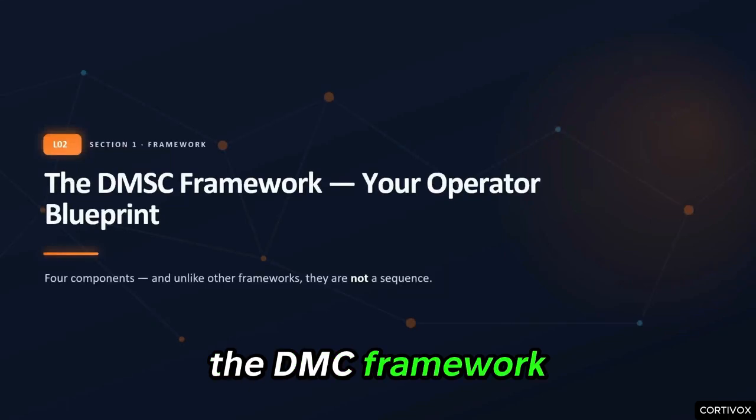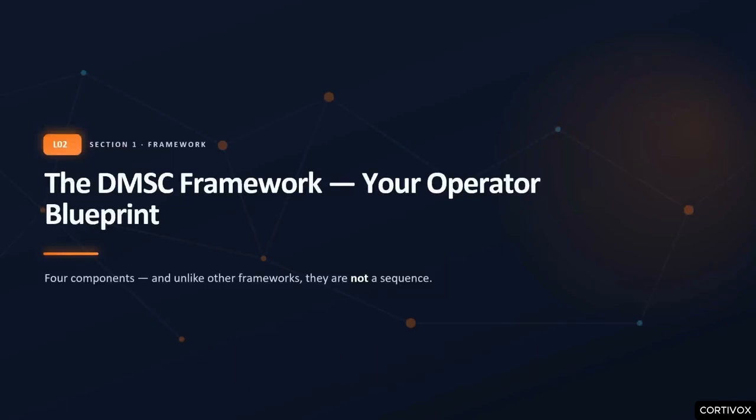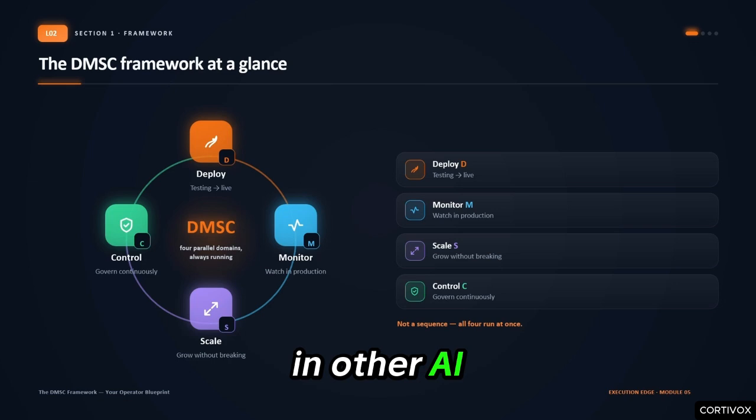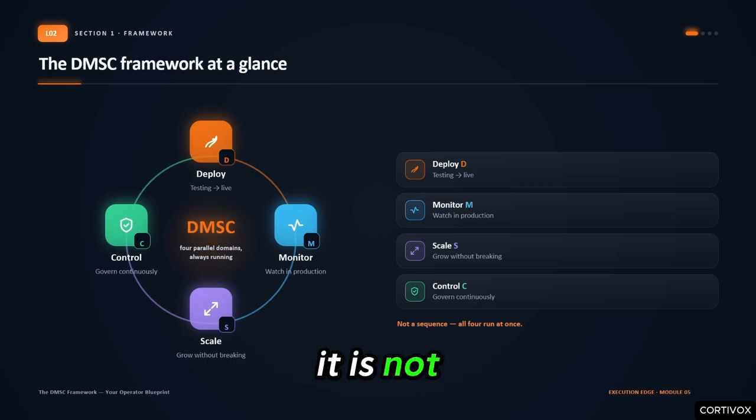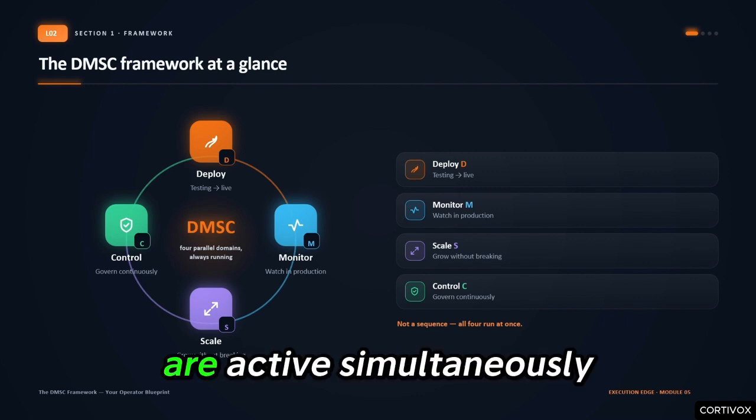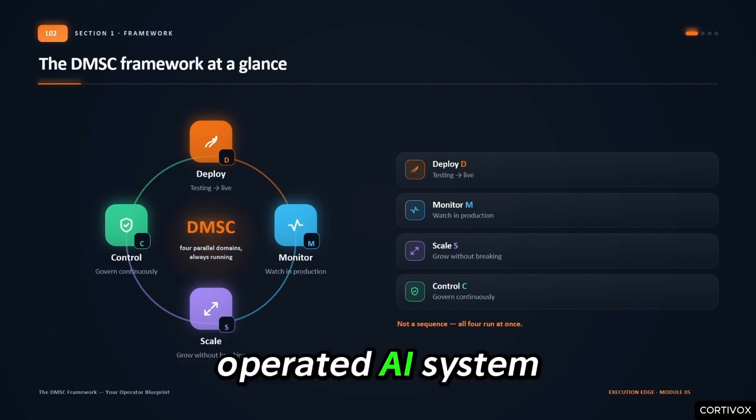The DMSC framework has 4 components. Unlike the frameworks in other AI courses, DMSC is not a sequential process. It is not step 1, then step 2. All 4 components are active simultaneously in a well-operated AI system.